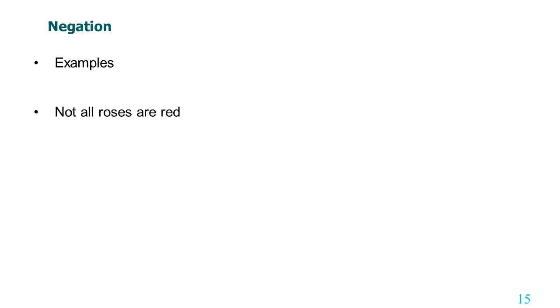Example, not all roses are red. This can be written as not for all x, rose(x) implies red(x). Now using the negation operator, it becomes there exists x, and the implies statement changes to a conjunction operator. By using the equivalent statement, it becomes rose(x) and not red(x).